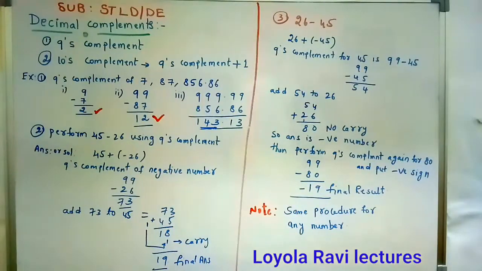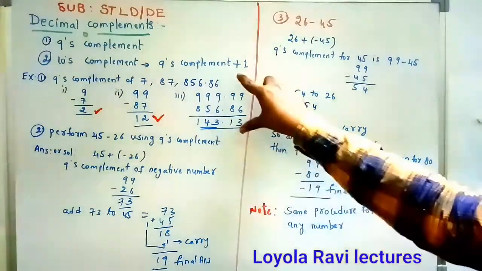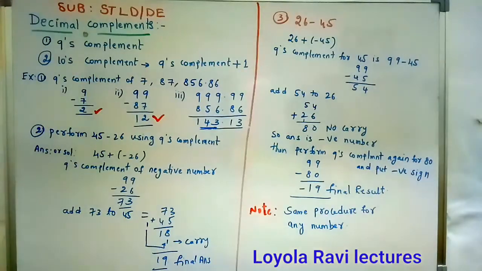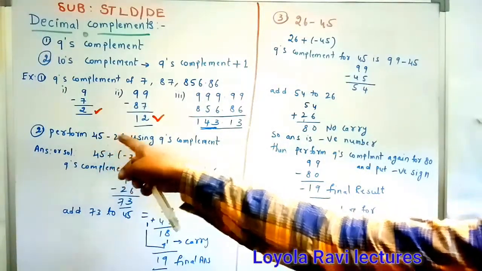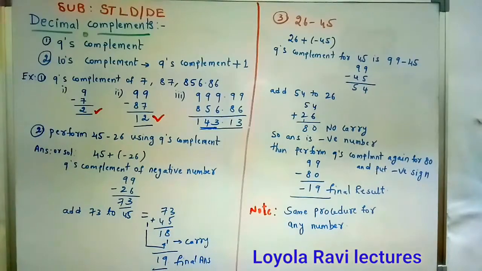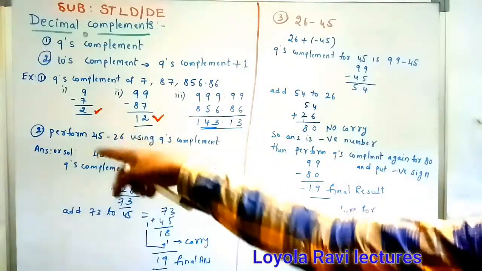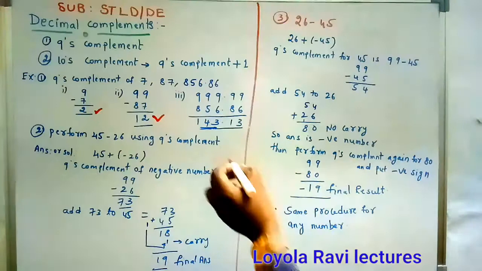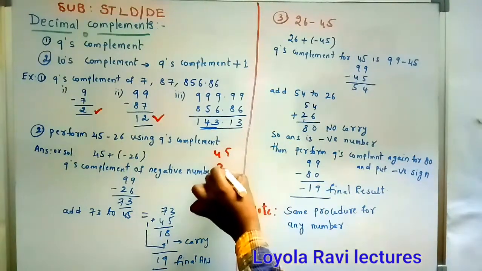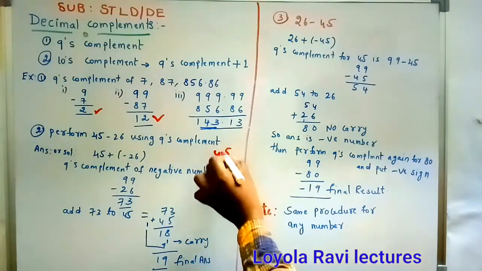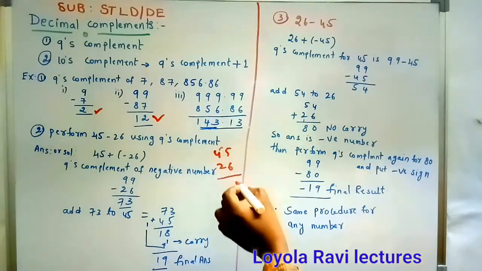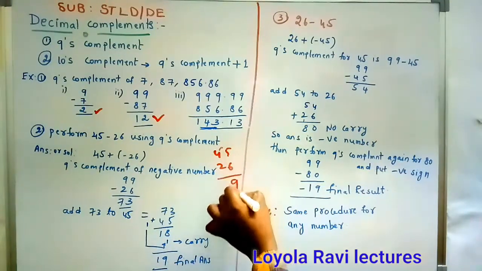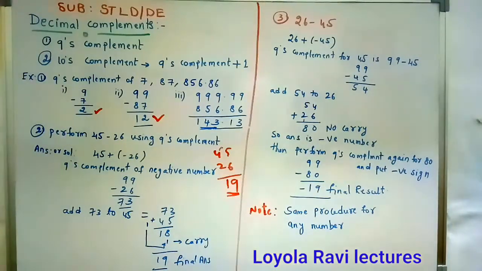In the same manner, I am going to perform an operation. This is the general procedure. Let us take another example: perform 45 minus 26 using nines complement. How are we going to find the result? Generally, 45 minus 26: 5 minus 6, we take a borrow, 15 minus 6 is 9 and 3 minus 2 is 1. Our answer must be 19. How can we get the same answer using nines complement? Let us see now.